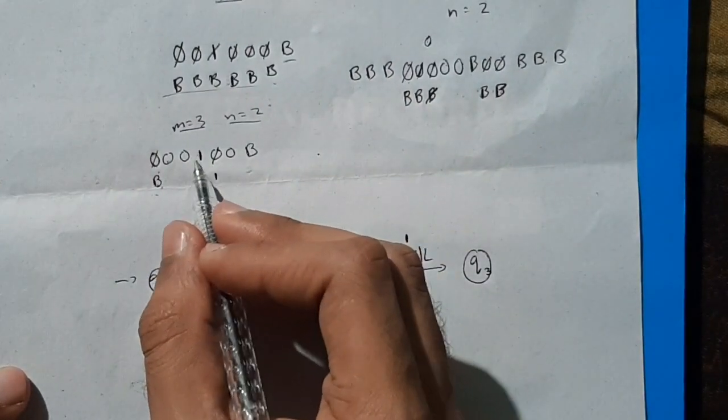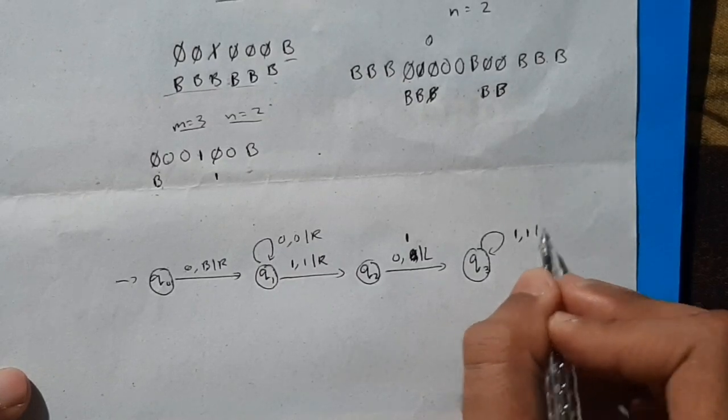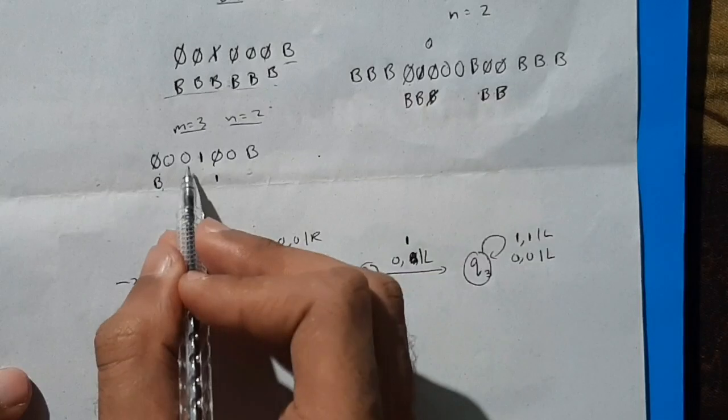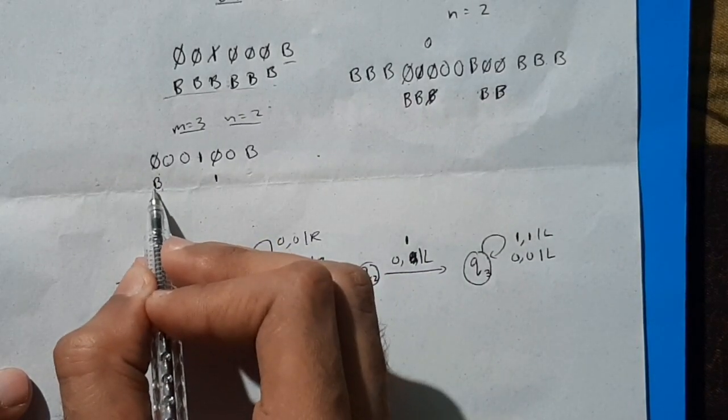On the left, if I move, I'll encounter again 1 here. So I should ignore n number of 1s. 1 1 L. When I encounter 0, that should also be ignored. 0 0 L. Until when should I ignore? Until I reach the blank space. When I reach the blank space, I have to move to the right.